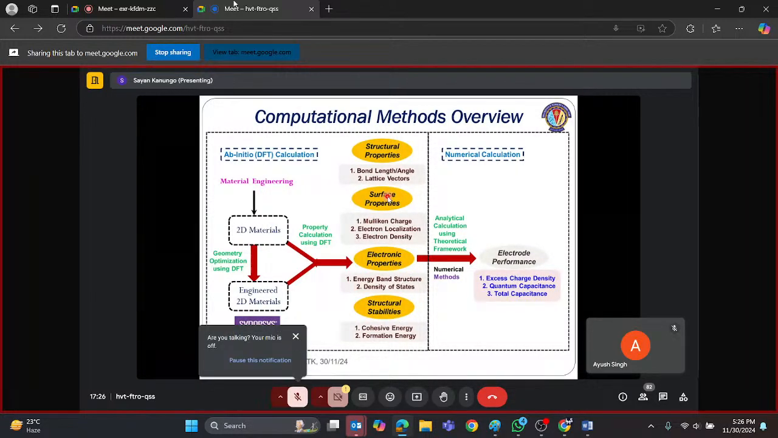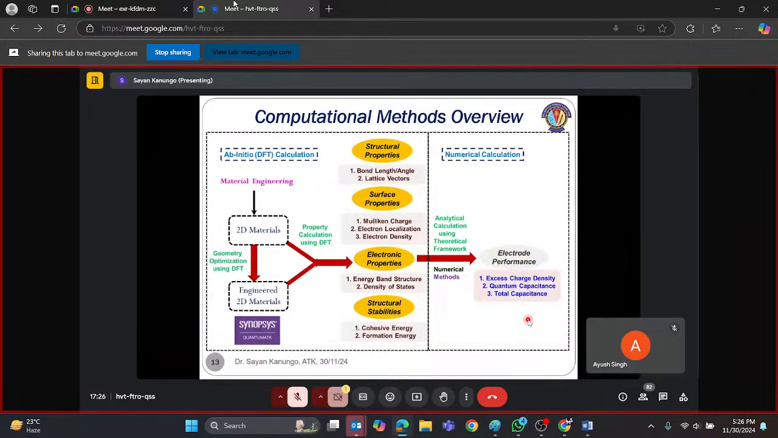So once the properties have been successfully explored, the electronic properties can be extracted from this simulation and introduced into a standard analytical calculation framework. Using that calculation framework, the electrode performance can be numerically calculated, which will lead to performance metrics like excess charge density, quantum capacitance, and total capacitance.